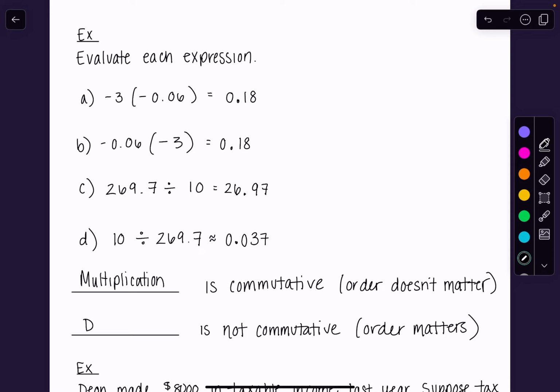So division is not commutative. You have to be careful the order you put this in. The way that's also kind of easy to remember this is addition and multiplication look very similar in the signs that tell us to do this.